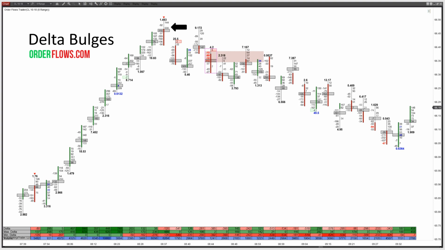So that's what the Delta bulge looks like. Again, try and look for a big number. Don't just take a number that is slightly bigger than the average numbers you're normally looking for. Take something that's very clear and stands out.